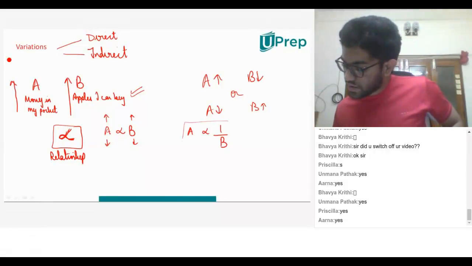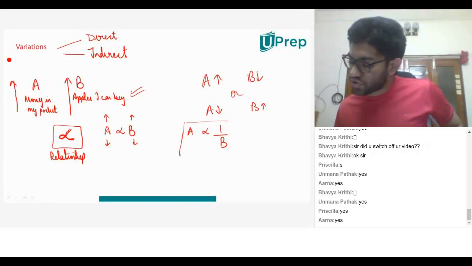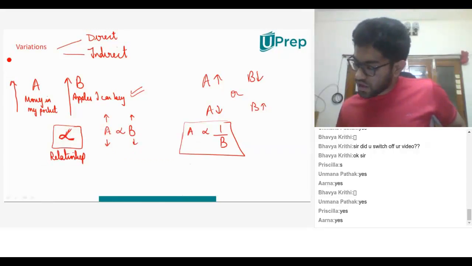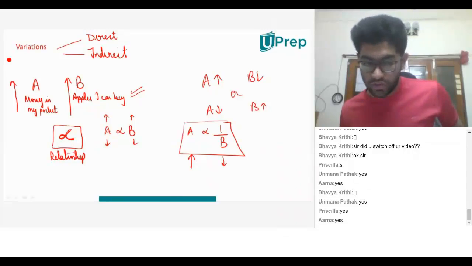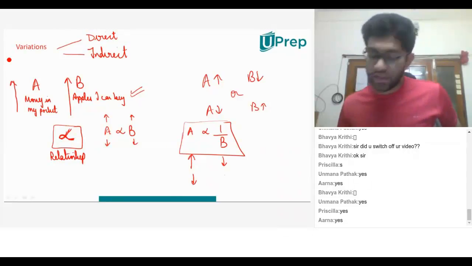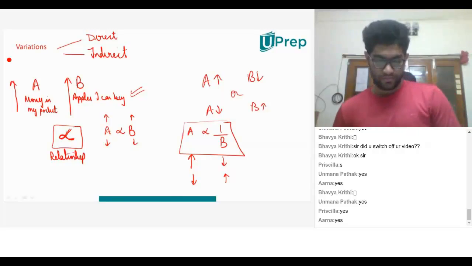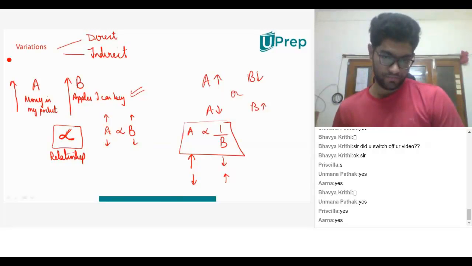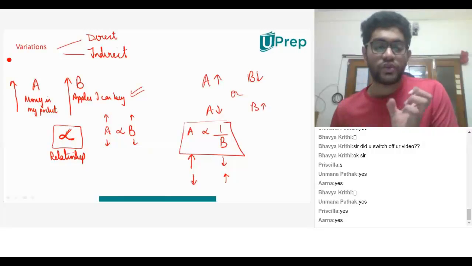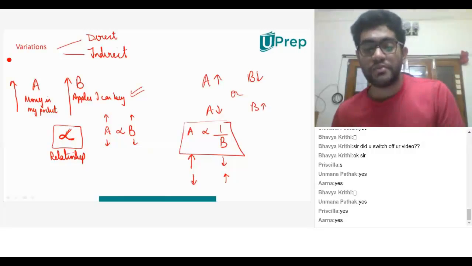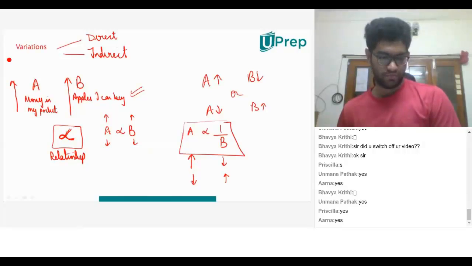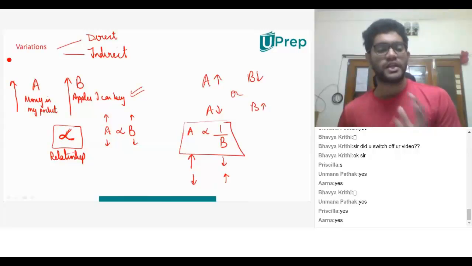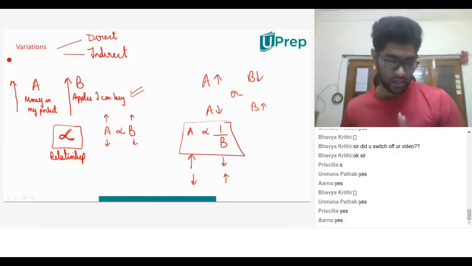Now, how do I read this? I read this as A is inversely proportional to B. What does this mean? If one increases, the other decreases, or if one decreases, the other increases. Is this logic clear, guys? This is the case of the speed of the vehicle and the time taken to reach the same place. Assuming that the distance is the same, if the speed increases, you take lesser time, and if the speed decreases, you take more time. Is that clear? Yes, sir.